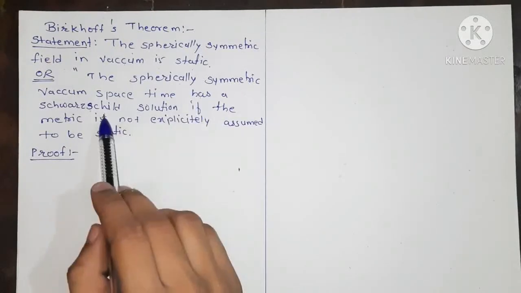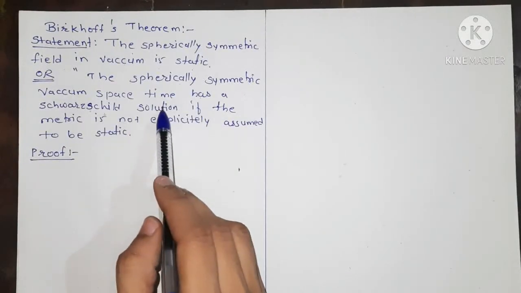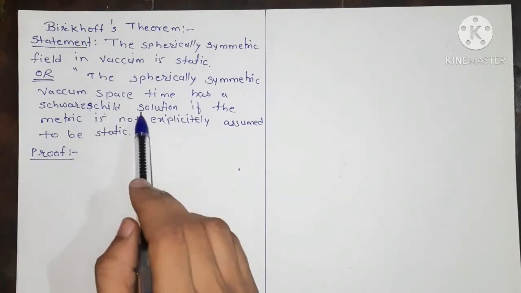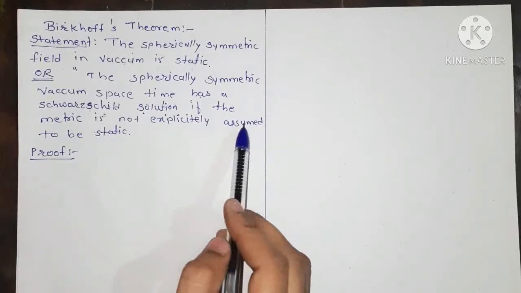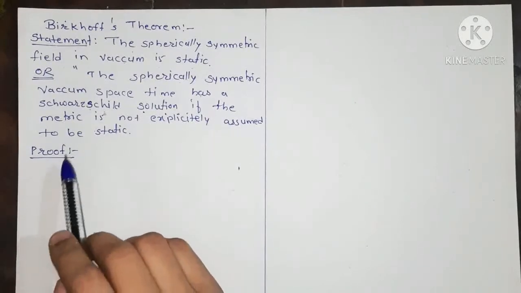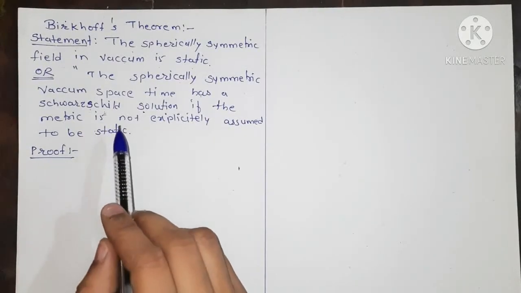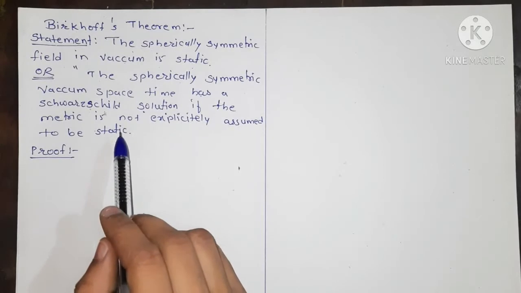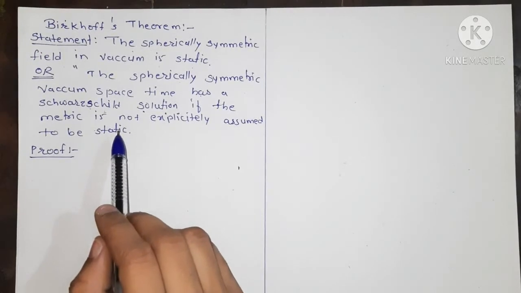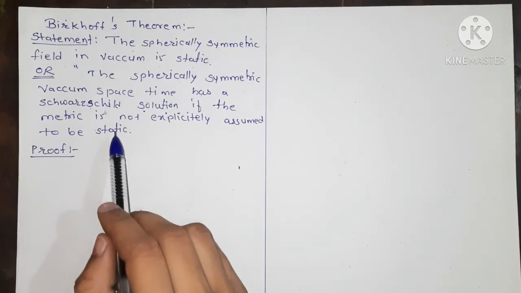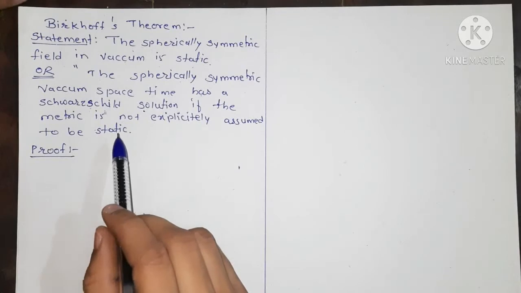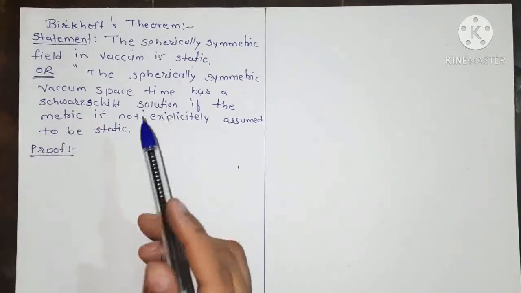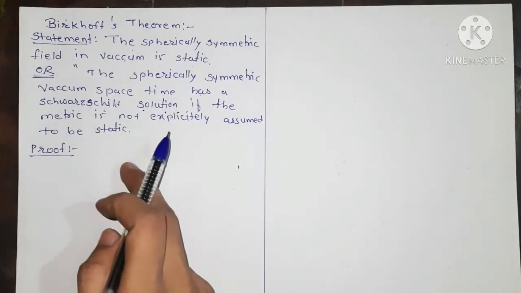That is, for the field r greater than a we get the Schwarzschild exterior solution. If the metric is not explicitly assumed to be static, we still get the Schwarzschild solution, which, as we know, is static. So this is the statement of Birkhoff's theorem, and now we prove it.